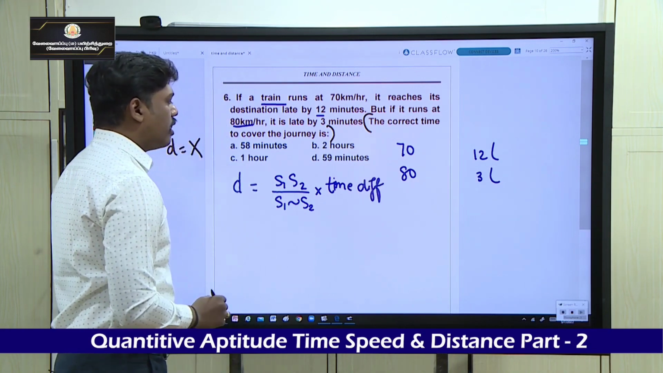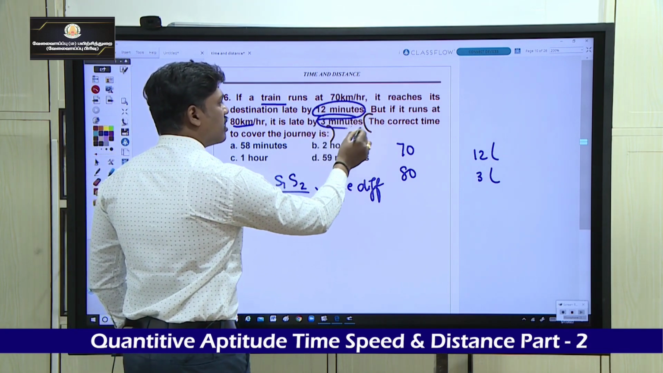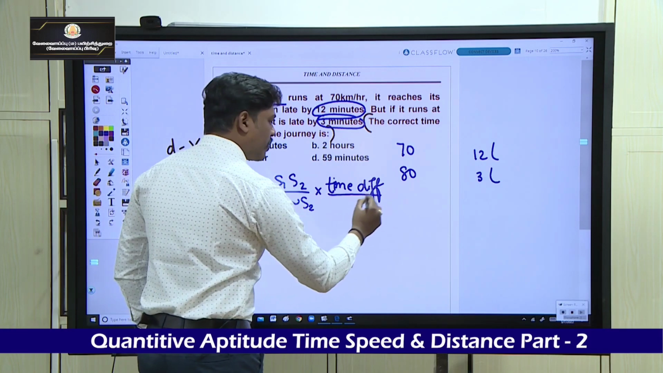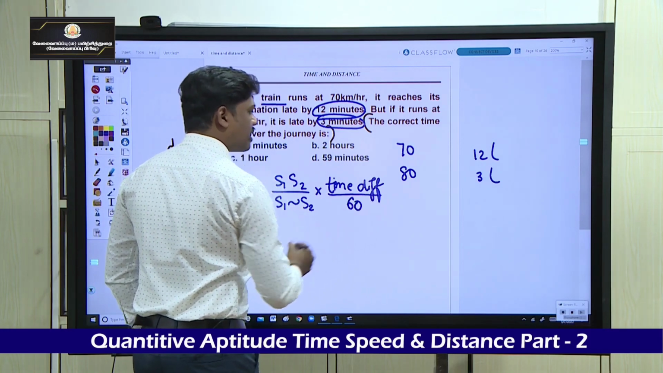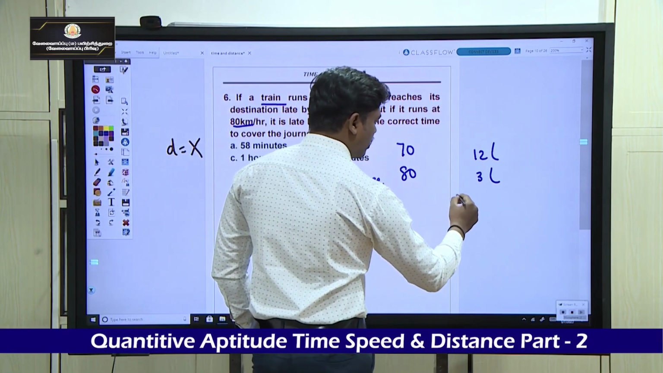Into time difference. Look at the time difference here. All are in terms of minutes. So let's convert to hours. So divide by 60. So here for example, take this here.